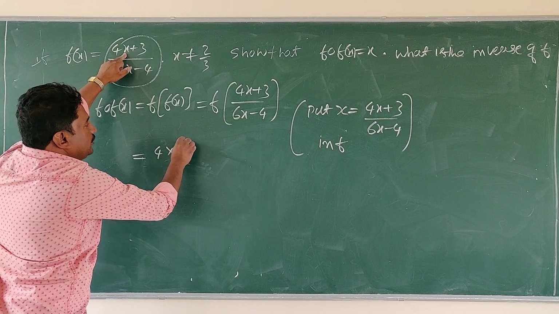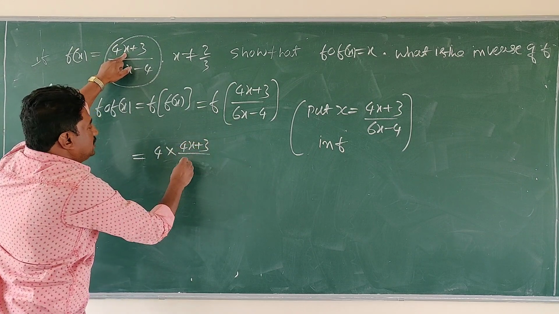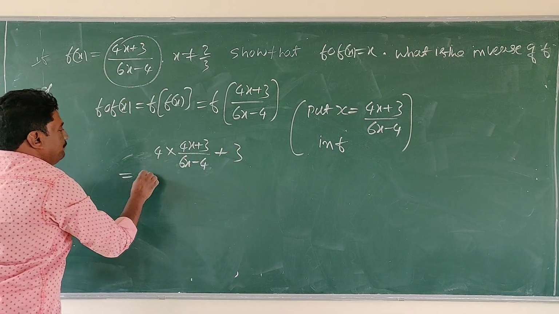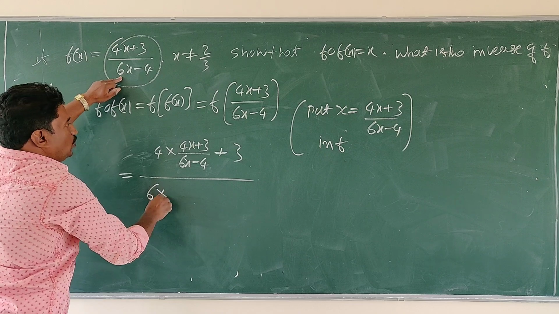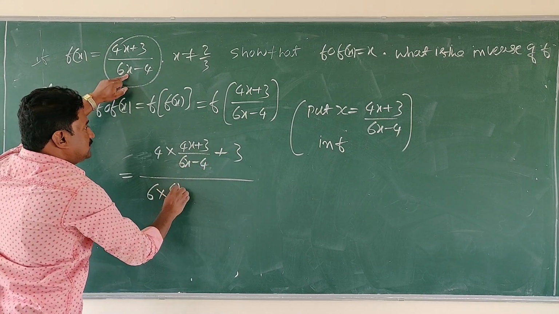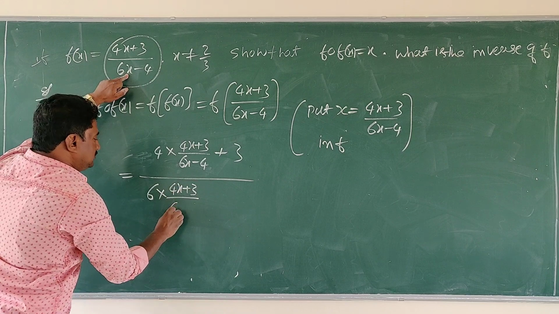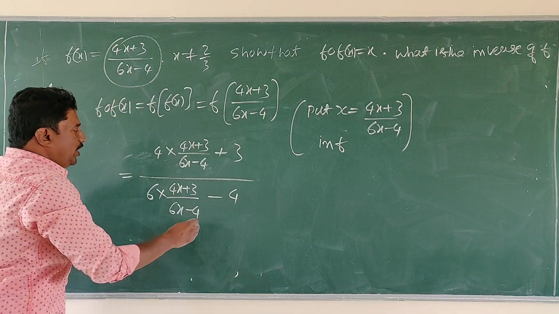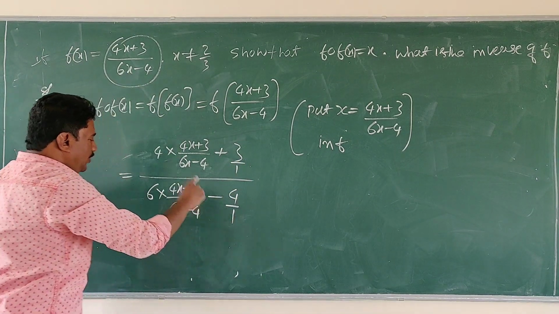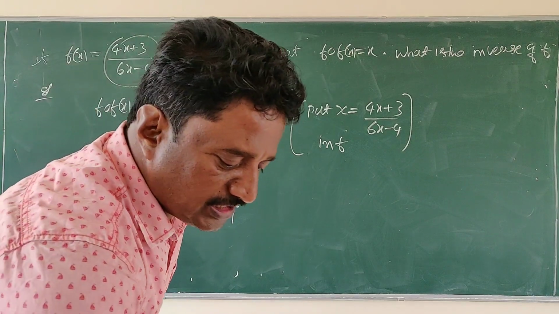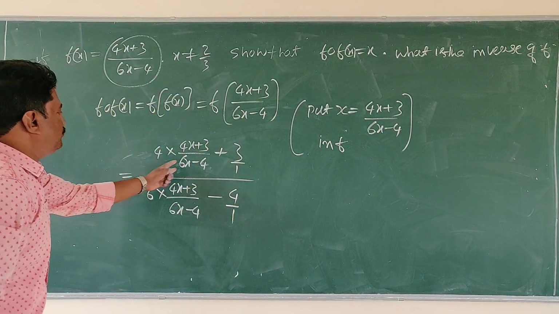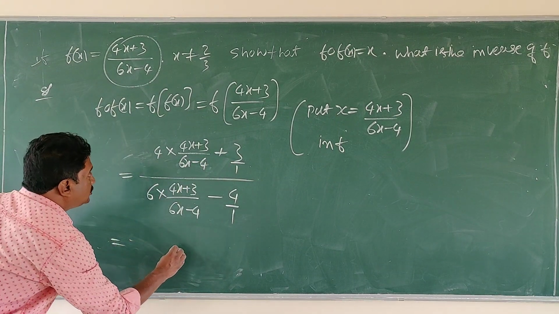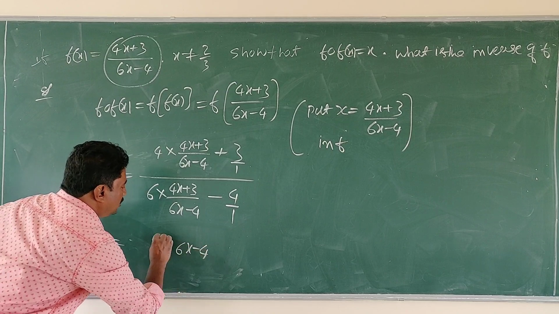what is the x value? 4x plus 3 by 6x minus 4, plus 3, divided by 6 into, what is the x value? 4x plus 3 by 6x minus 4. And you find the LCM and simplify, students. So what is the LCM? The LCM of these two is 6x minus 4.